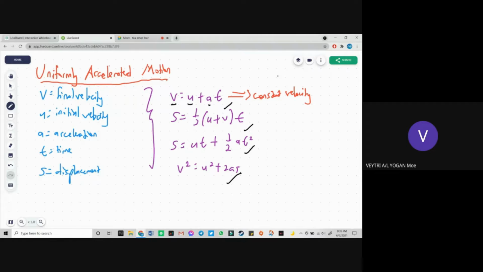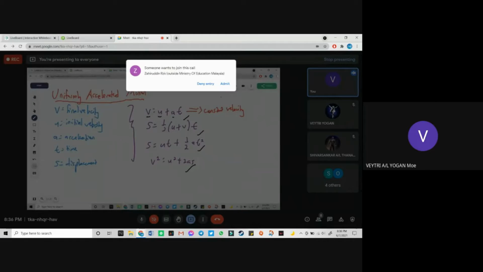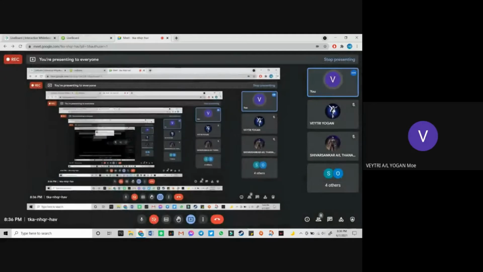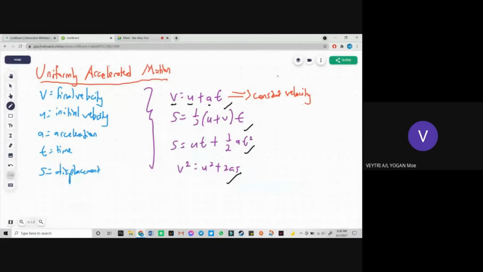Velocity, acceleration semua kan vector quantity. So the moment you put it wrongly, negative sign, kalau tiada sometimes, then it's going to go wrong. Okay? So it's going to go wrong. Alright? Okay. So now, let's move on to uniformly accelerated motion.